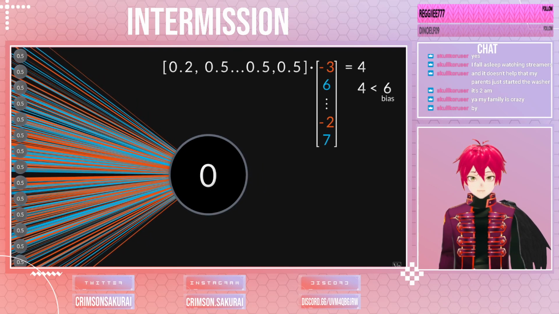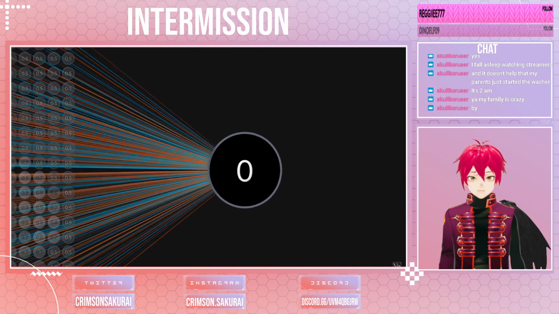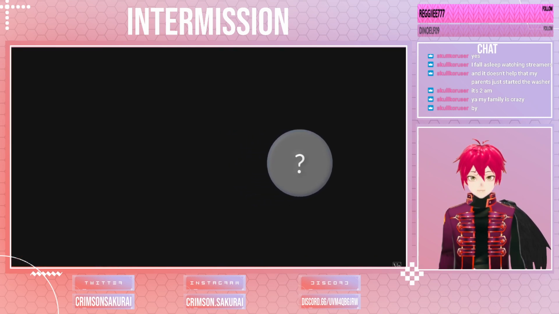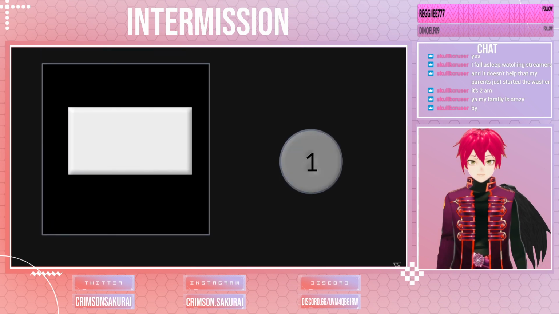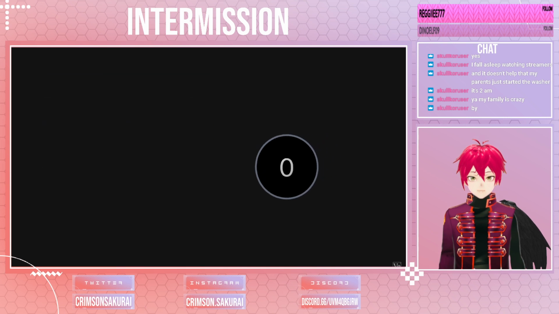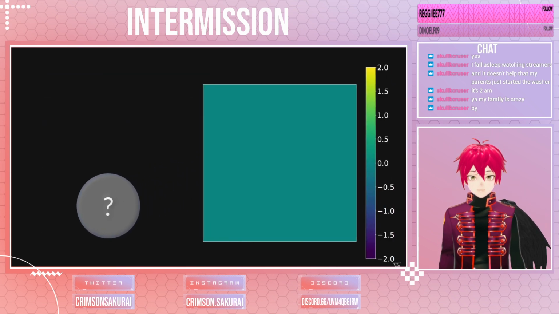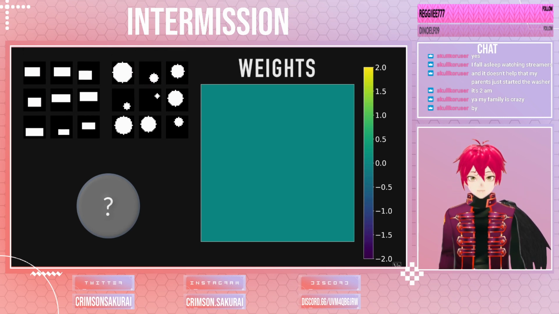Now, the goal of the perceptron was to reliably distinguish between two images, like a rectangle and a circle. For example, the output neuron could always fire when presented with a circle, but never when presented with a rectangle. To achieve this, the perceptron had to be trained, that is, shown a series of different circles and rectangles, and have its weights adjusted accordingly.